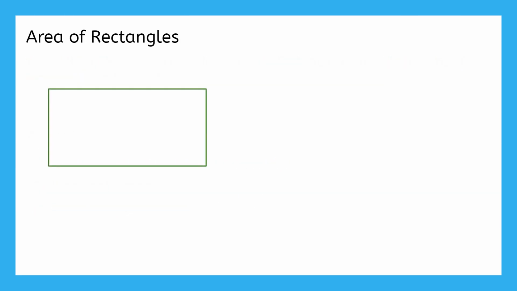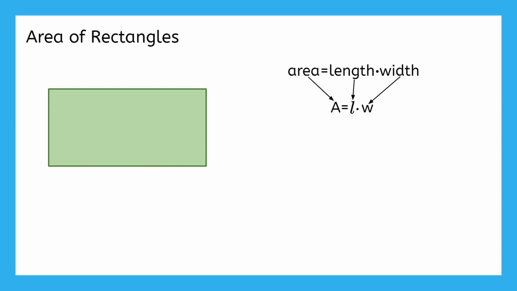Let's talk about the area of rectangles first. As a reminder, area represents the total 2-dimensional space inside of a figure. In this rectangle, that would be all of this green space. Chances are that when you originally learned about the area of rectangles, you learned the formula area equals length times width, or maybe capital A equals L times W. In this case, the length and width are the 2 side lengths in this rectangle.